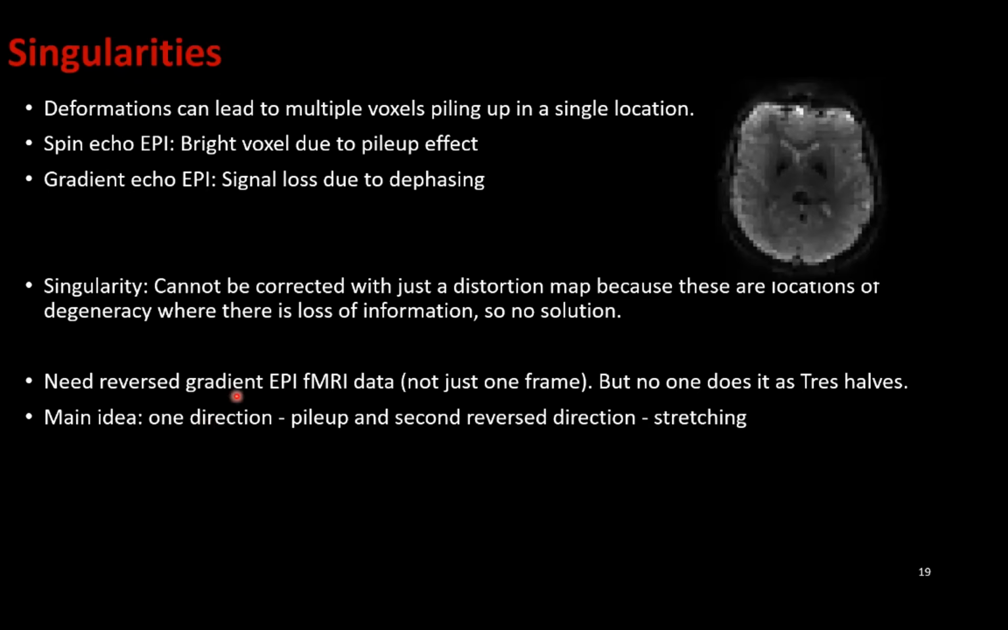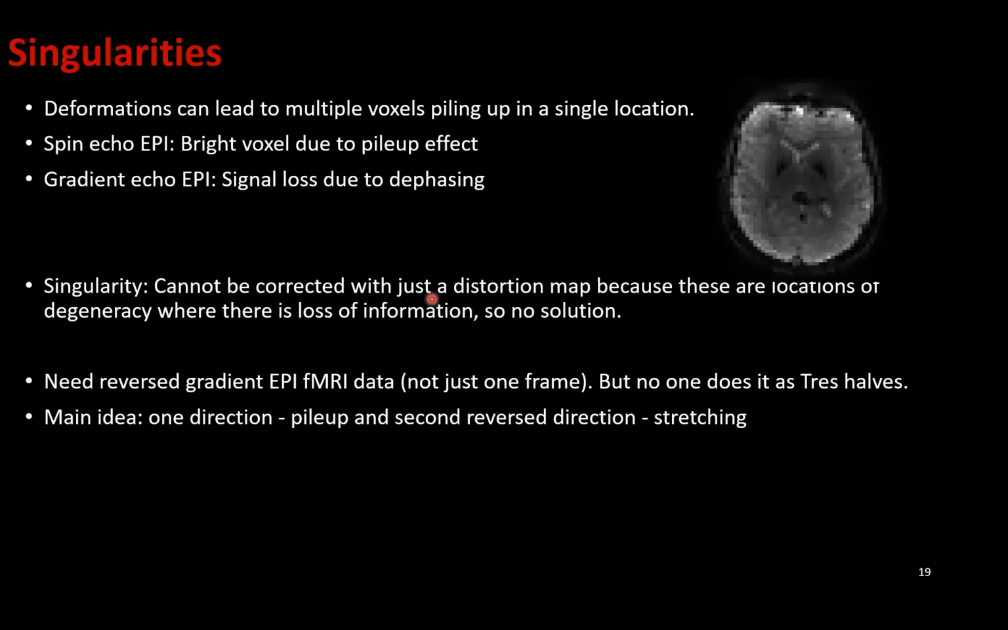But in gradient echo, the problem is, if you look at the top of this head, you see this black, dark, low intensity patch. That's where the signal is lost. Even if you look at the corrected values, you're not going to be able to correct those regions because there's just no information there. These are locations of degeneracy, and there is just no solution. So it's not just many solutions that is a problem. No solution is also a problem in the case of these singularities, which are dropouts for gradient echo and pileups for spin echo. And in those cases, you just need more data.